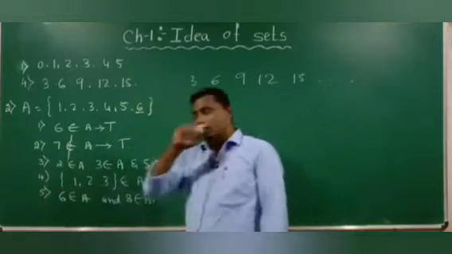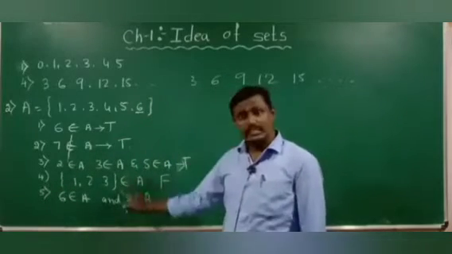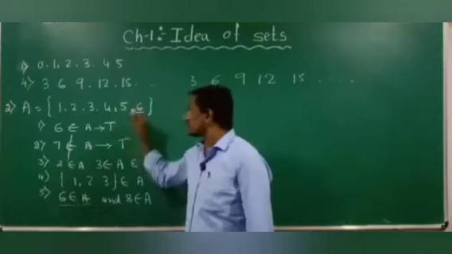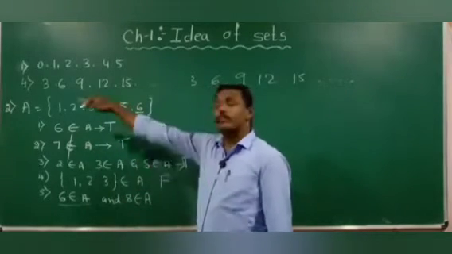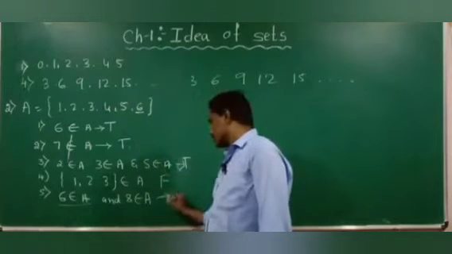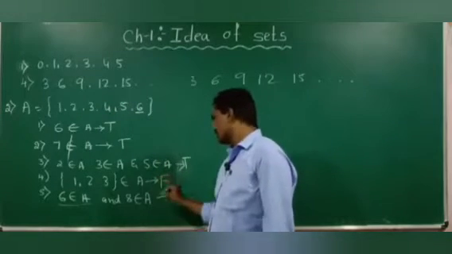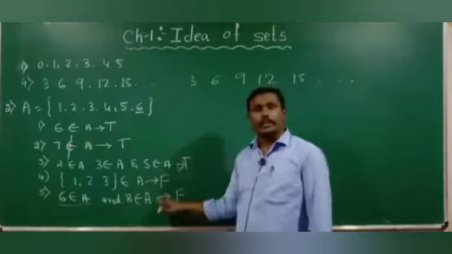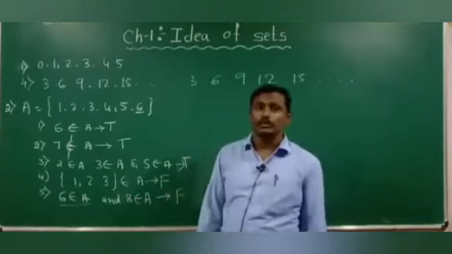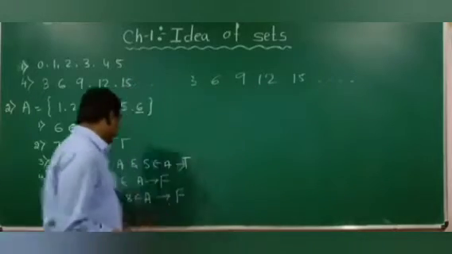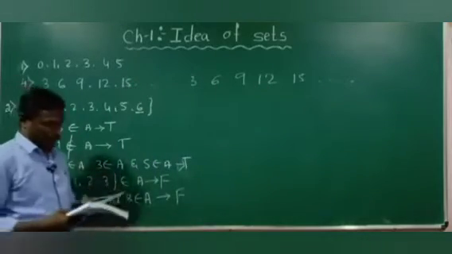Next one, 6 belongs to A. Yes, 6 belongs to A, and 8 belongs to A. 8 is not an element of set A, so the given statement is false. The fifth statement is false: 6 belongs to A, but 8 does not belong to set A.